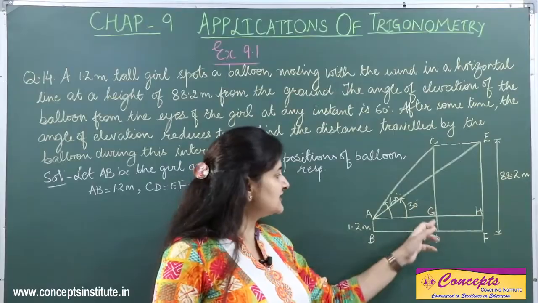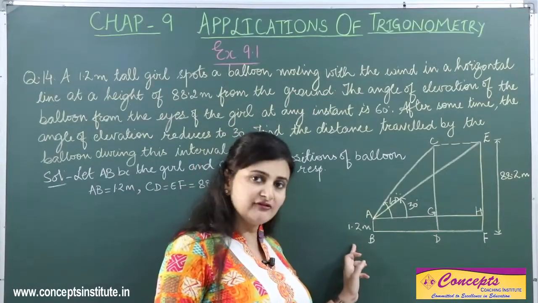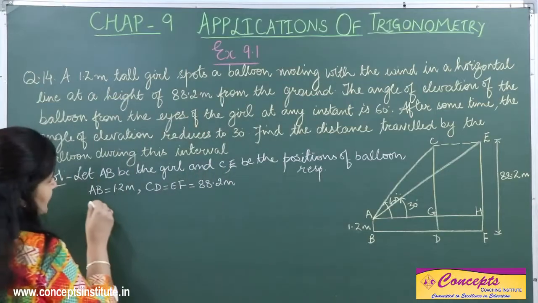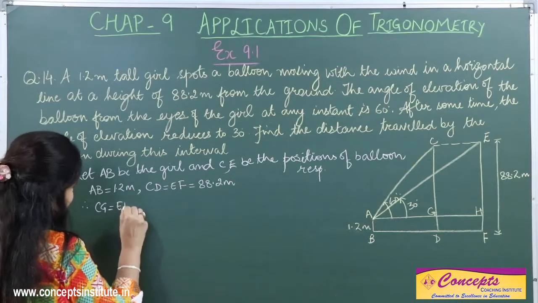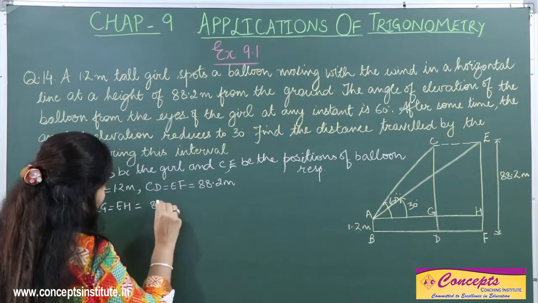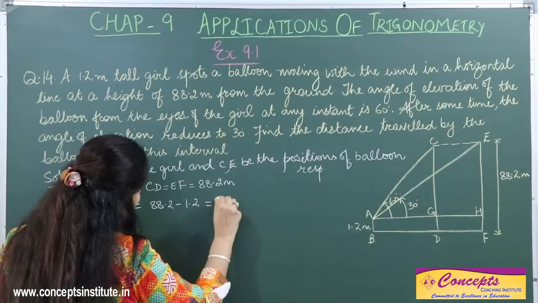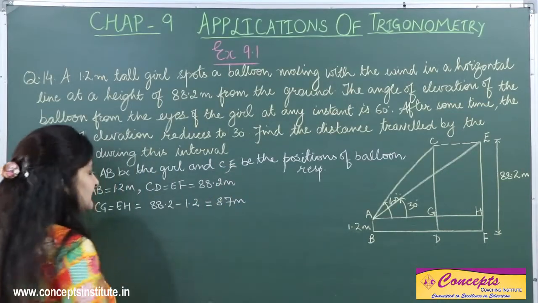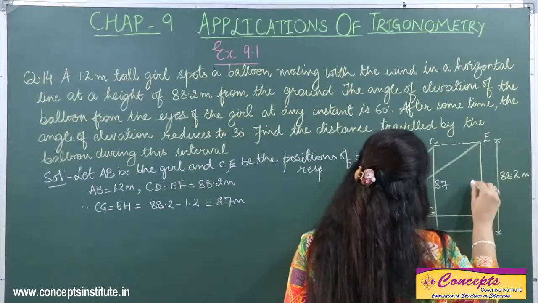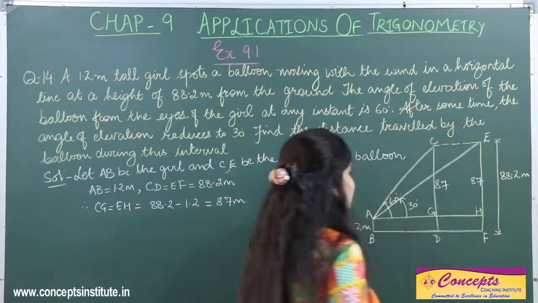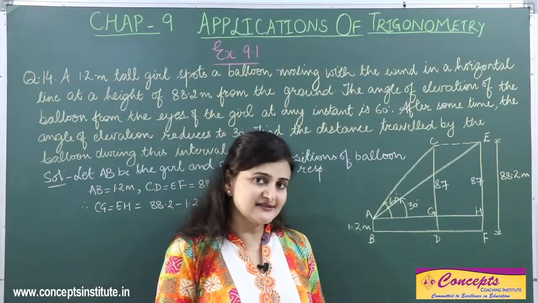Of course. So CG would be CD minus GD, and GD is also 1.2 meter, isn't it? So therefore CG equal to EH, and both of them would be equal to 88.2 minus 1.2, so that comes out to be 87 meter. So that means CG is also 87 and EH is also 87. Right students?